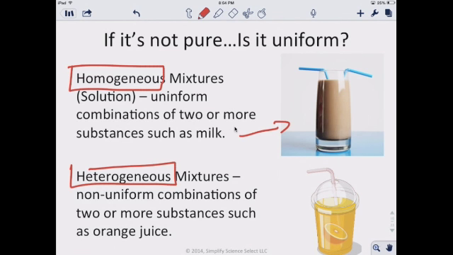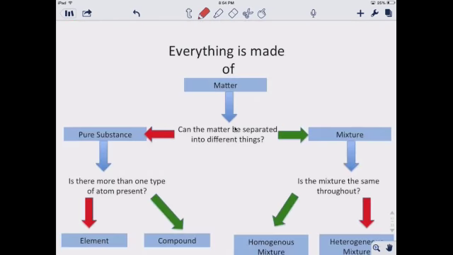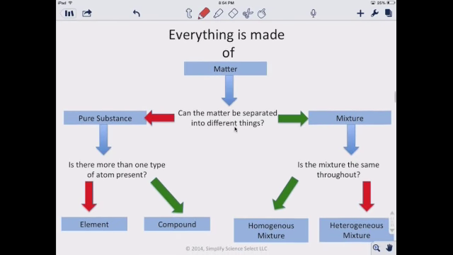A heterogeneous mixture is a non-uniform composition of two or more substances, such as orange juice. If we look at this orange juice, we can see there's the orange juice, and then there's something floating in it. If you can see particles floating in it, then it's a heterogeneous mixture. If you can't see particles floating in it, it looks basically the same. That's a homogeneous mixture. So we break everything down into this type of flow chart.